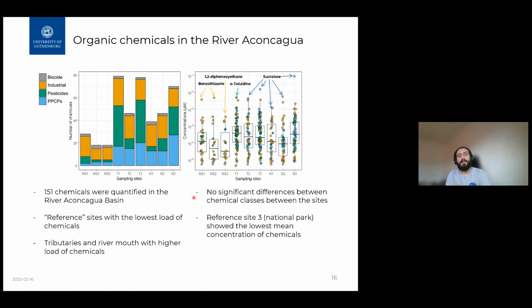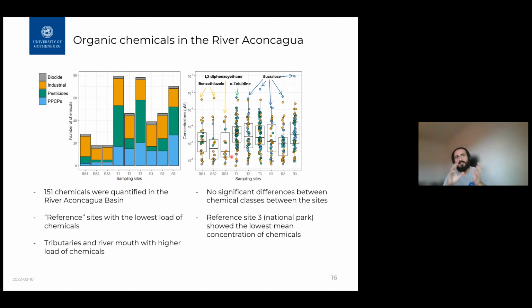However, from a concentration perspective, which is in the right figure here, we did not observe significant differences in concentration in each of the chemical classes. So literally all the chemical classes were in the same range with no significant differences. However, we saw and we estimate that reference site 3, located in the national park, was having the lowest mean concentration of chemicals in our study.